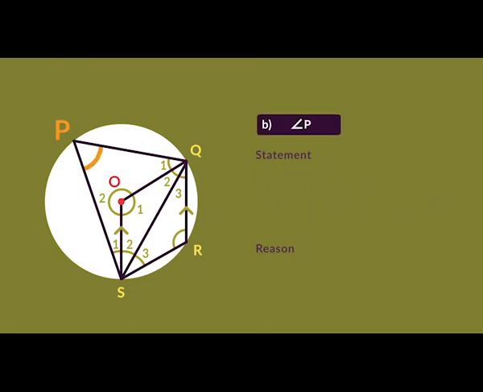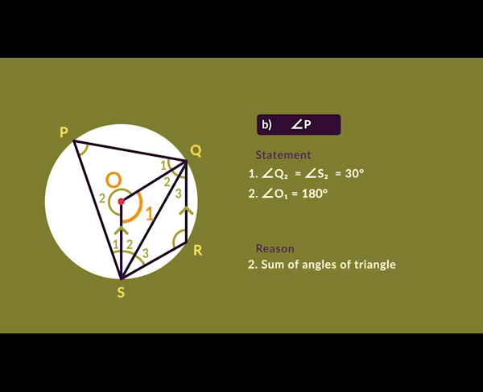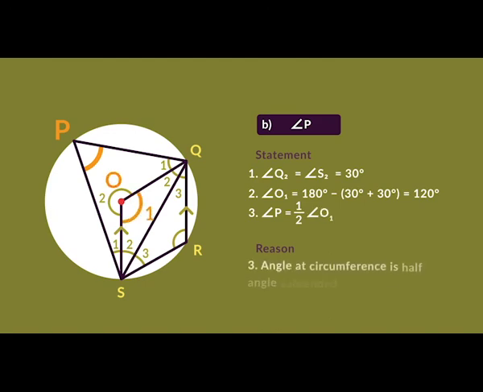Now let's find angle P. Angle Q2 is equal to 30 degrees because OQ and OS are equal radii, forming an isosceles triangle. So angle O1 is equal to 180 minus 60 degrees, which equals 120 degrees. Angle P is half the size of angle O1 because of the angle at center of the circle theorem, so angle P is equal to 60 degrees.